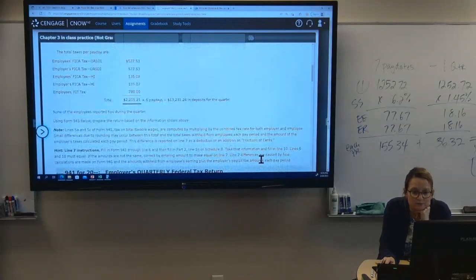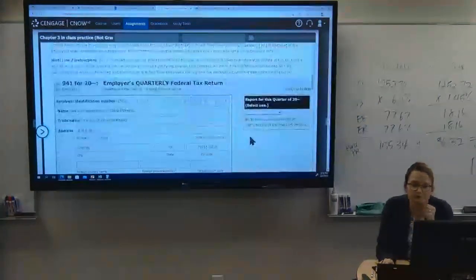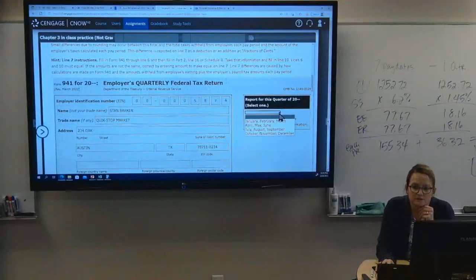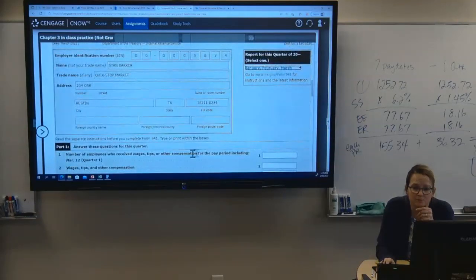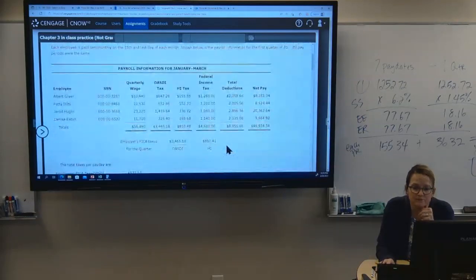All right, so this is a little bit more complex. Now we're getting the information that would be on the payroll register. And we've got to enter this, transfer this then to the 941. Same stuff here. All right, so this is the first quarter, right? They've already got that filled out. Number of employees who received wages, how many do we have here? 4?